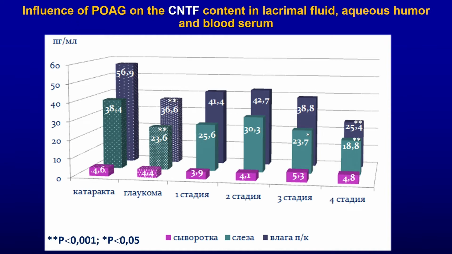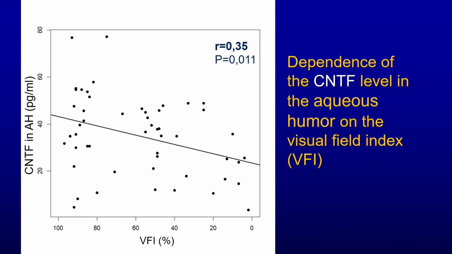Now, if we look at the anterior chamber fluids and tear fluid, we saw consecutive reduction of the concentrations up to stage 4, which was very severe, and we saw a dramatic reduction. If we compare the changes in the anterior chamber and the index of the visual fields, which reflects progression of glaucoma, then here we see some consecutive reduction of the concentration of the ciliary neurotrophic factor.